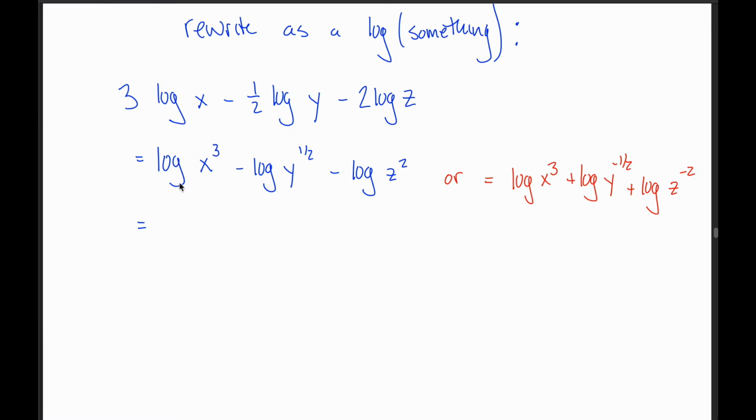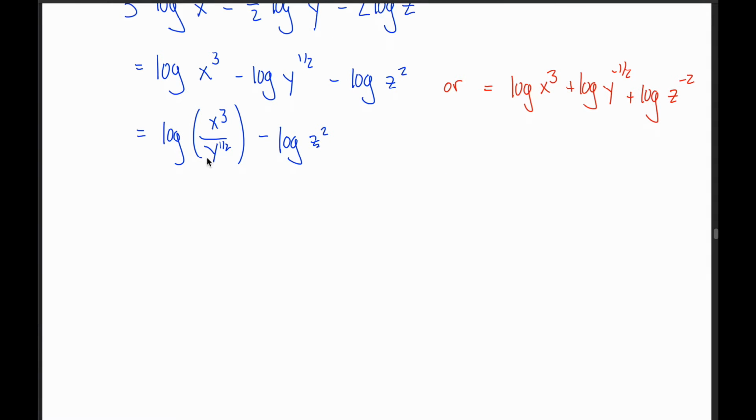What you might want to do at this stage is, I could use my second log rule here. I have the log of something minus the log of something else. Don't worry about this term for now. Let's just deal with these 2. I could rewrite that as the log of x cubed divided by y to the 1/2 power. And then we just have this log of z squared hanging out to be dealt with in the next step. What I now have is the log of something, it's a fraction, but don't worry about that, minus the log of something else. Again, my second log rule is going to come into play.